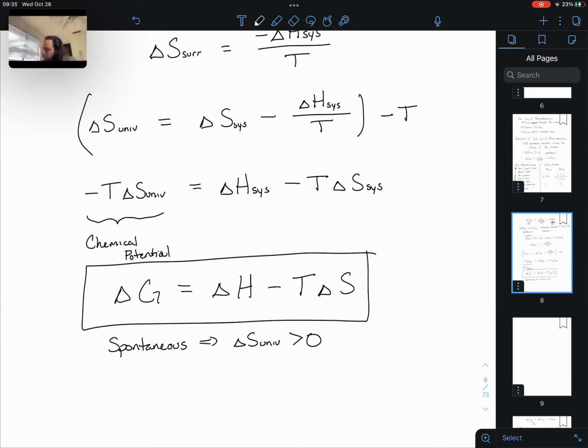And since delta G equals negative T times delta S of the universe, that means that the delta G must be negative in order for a process to be spontaneous, right? And that was our goal, to build this chemical potential such that we could predict whether or not these chemical processes were spontaneous or non-spontaneous. Now we have our chemical potential, our delta G, and as long as the delta G is less than 0, we can conclude that that process is indeed spontaneous.